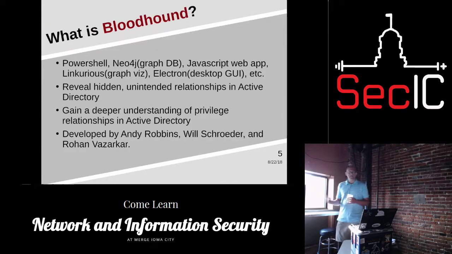Bloodhound is a combination of a bunch of open source things, I guess is the way I'll put it. They use PowerShell largely for gathering the data off the network, talking to the domain controllers, even querying individual computers out there on the network and getting the data for Active Directory.